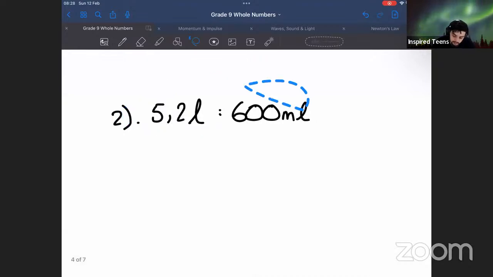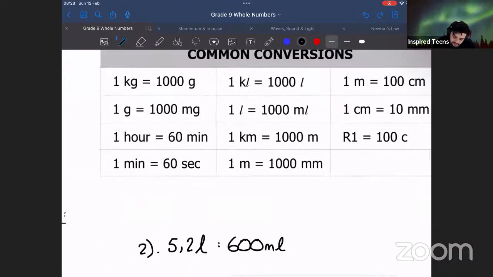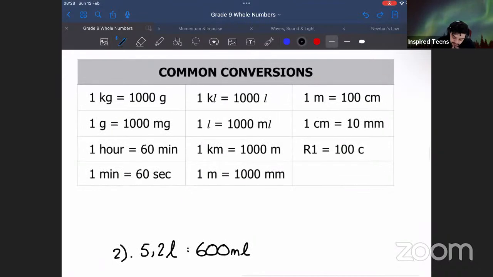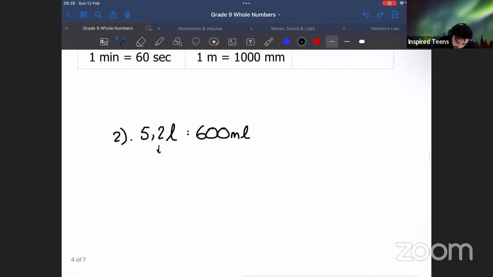Okay. This example, let's go through it as well. 5.2 liters to 600 milliliters. So let's convert the 5.2 liters to milliliters. 1 liter is 1,000 milliliters. So again, we multiply this by 1,000. We get 5,200 milliliters is to 600 milliliters.